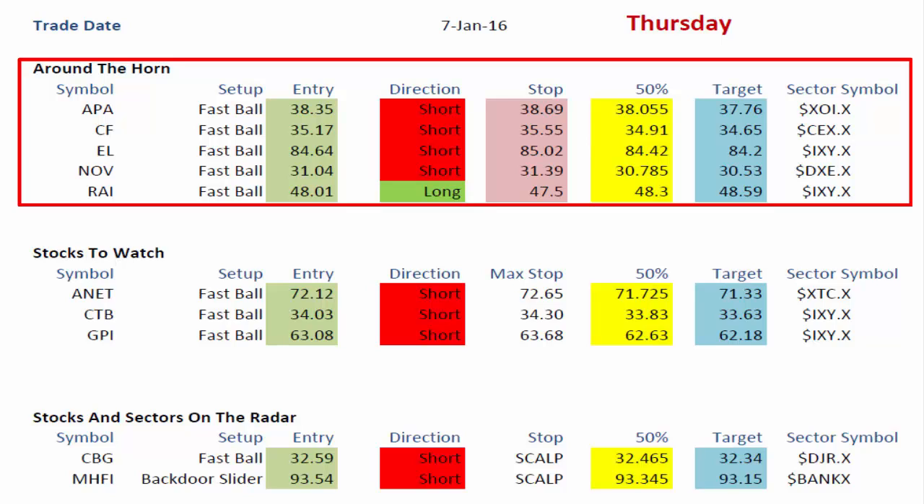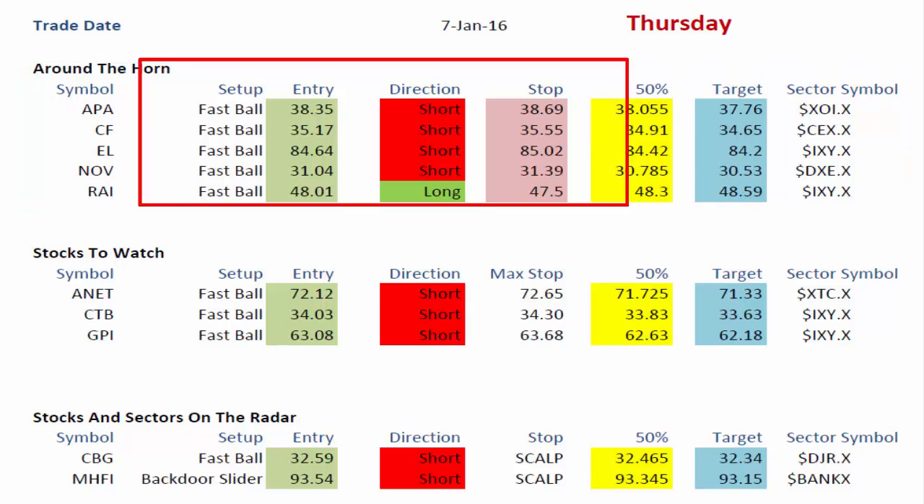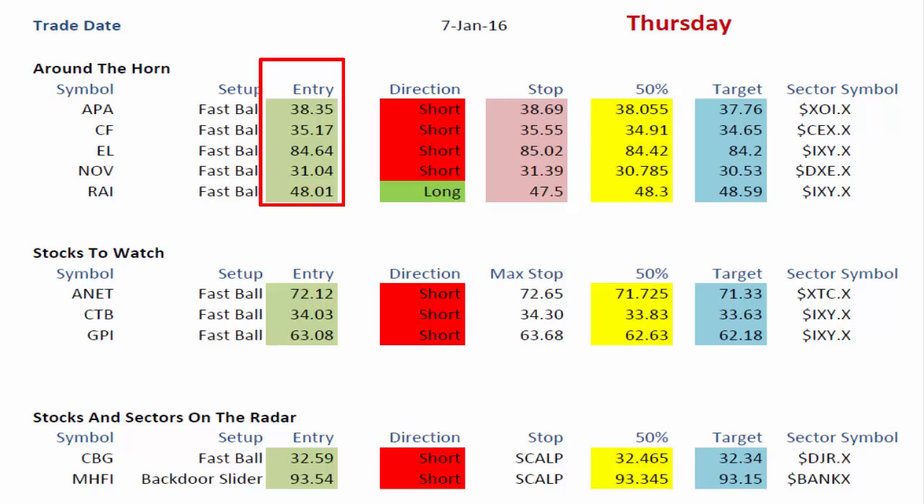The requirement that I gave the software was that each one of these had to be trading 8 cents above the stated entry price in order to trigger an entry. So 38.35 meant that we had a 38.43 requirement. 35.17 meant we had a 35.25 requirement. 84.64 meant the stock had to trade up to 84.72. And 31.04 had to be trading up at 31.12. While RAI at 48.01 had to trade down at 47.93.